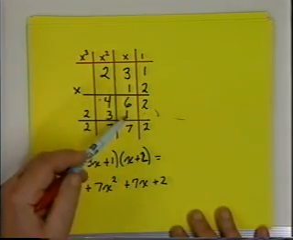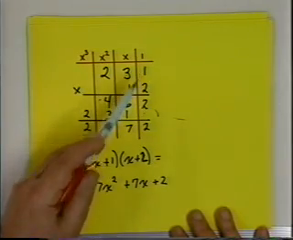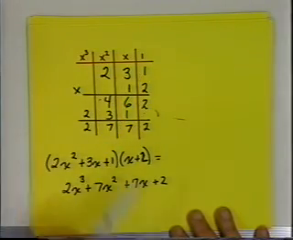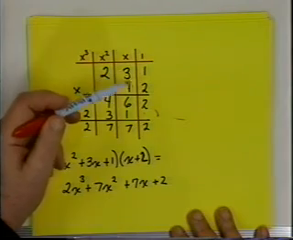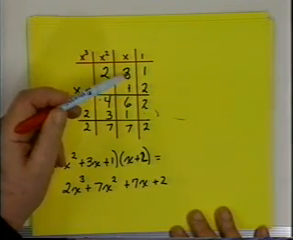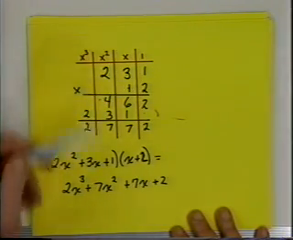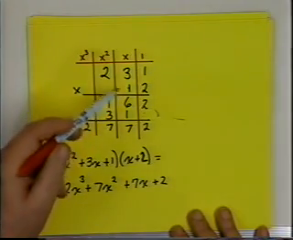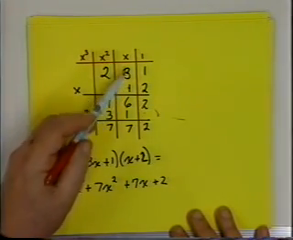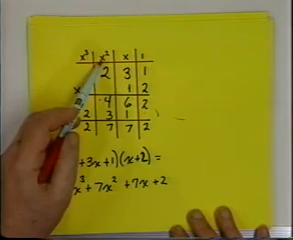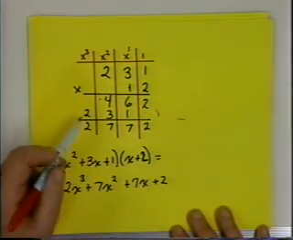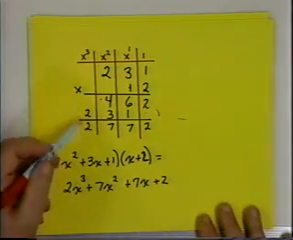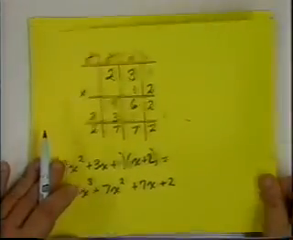1 times 1 is 1, but it's what? An x times 1 is x, so the 1 goes in the x column. 1 times 3 is 3, but the nouns are what? X here, that's x squared, so the 3 goes into the x squared column. 1 times 2 is 2, but what are the nouns? The 1 is in the x column, the 2 is in the x squared column. X squared times x is x to the 3rd power, so the 2 goes into the x to the 3rd power column.